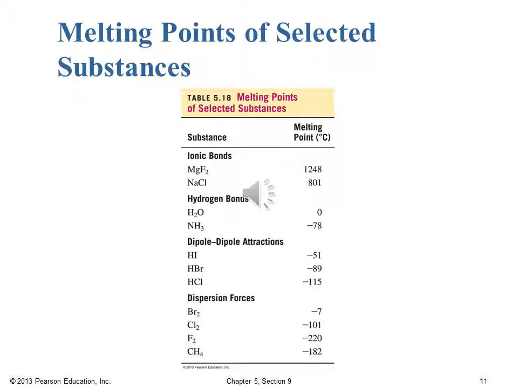Notice chlorine and fluorine are significantly lower, and methane, again, has a very low melting point because it has typically dispersion forces only. So we have that example here from the table, and again, that should make sense: we have the strongest interaction in the ionic bonding examples, followed by the hydrogen bonding examples, and then in general, dipole-dipole and dispersion.